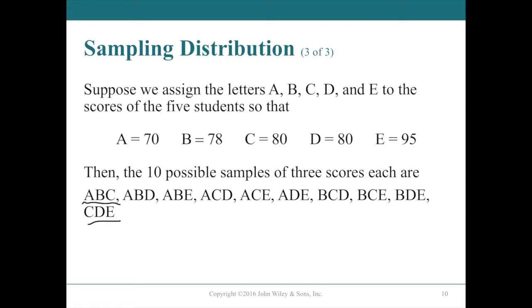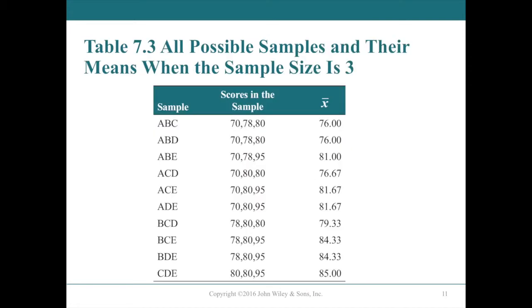Notice the order does not matter. These are combinations, so they have just been alphabetized for your convenience. That's all. And so here's the full list of the sampling distribution. Each group of 3 has its own list of scores that are chosen.